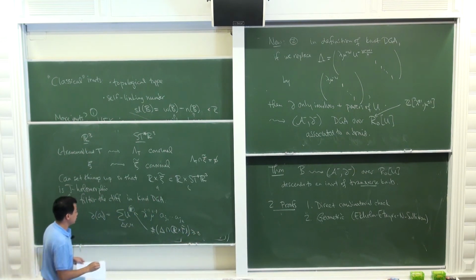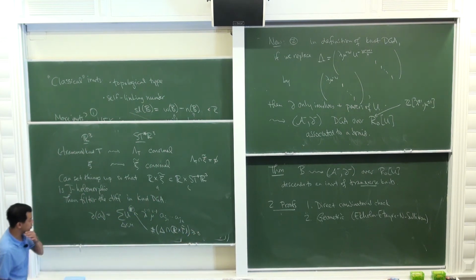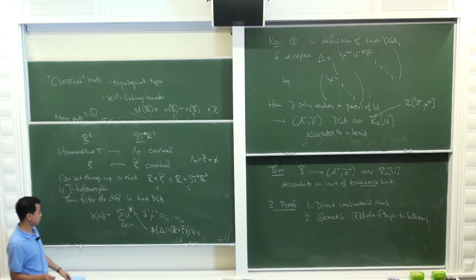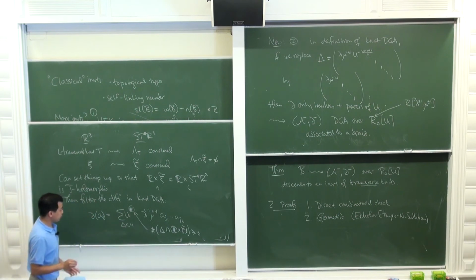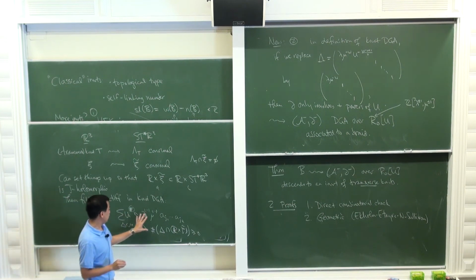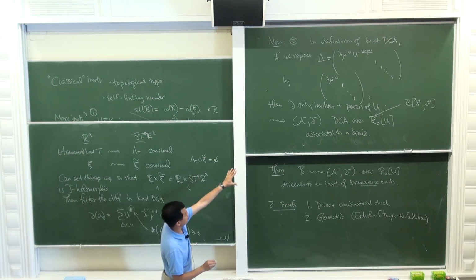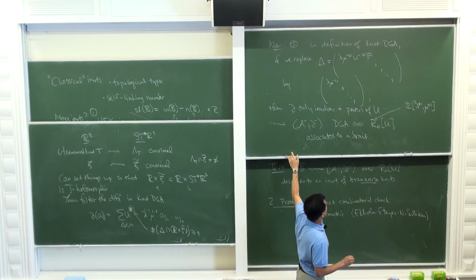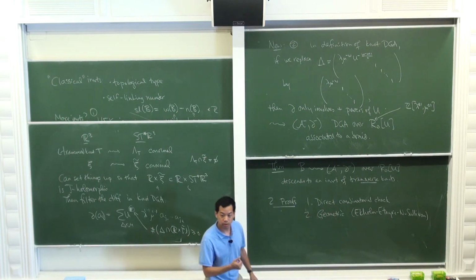And the point is that because of positivity, this is greater than or equal to 0 because of holomorphicity. And so what this allows you to do is associate only non-negative powers of U to the differential, and that's how you get this DGA over this thing where you don't need negative powers of U.